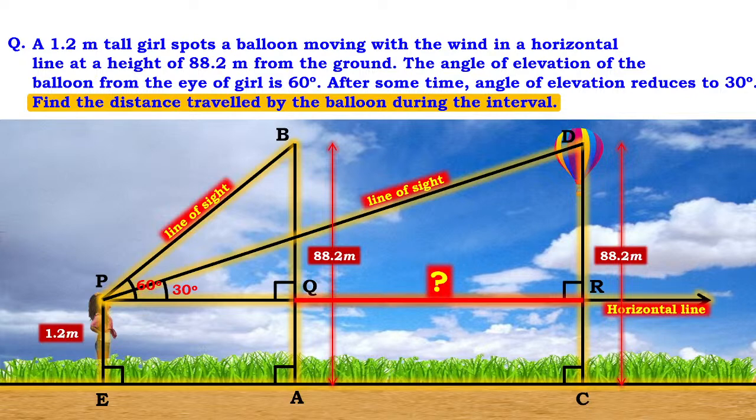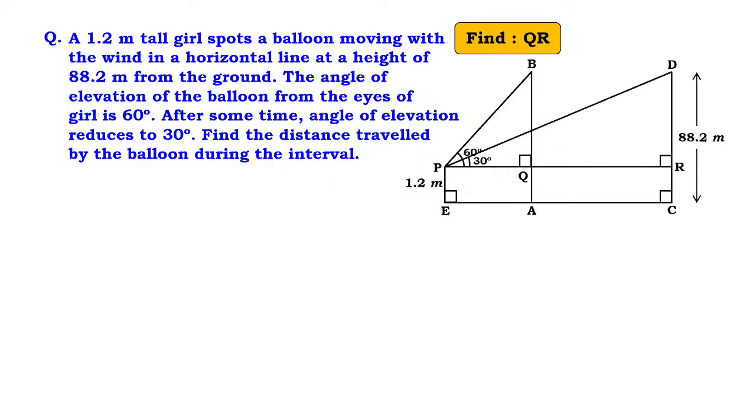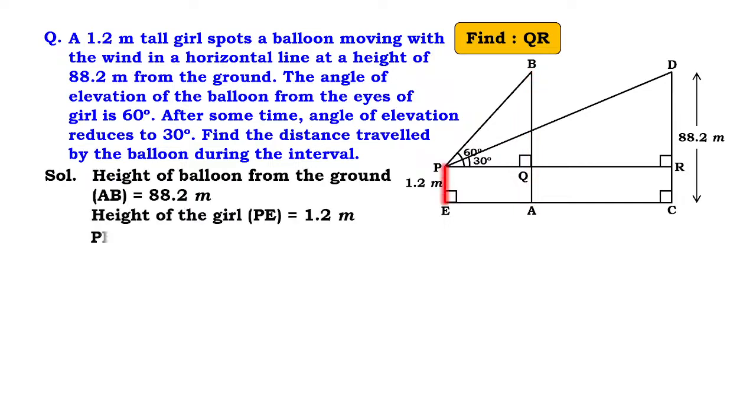Again you get the rectangle. Yes, you get the rectangle. Again the same story, you have to do the same thing you did in the previous question. Now take the first triangle. Imagine you want to know QR. For QR you should know PR also and PQ also. Only when you solve PQ, then you will get PR, and then you subtract to get QR. This is 88.2. This 1.2 is given. So everywhere the height will be 1.2.